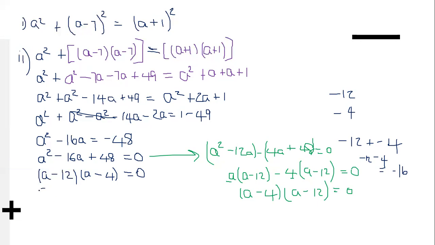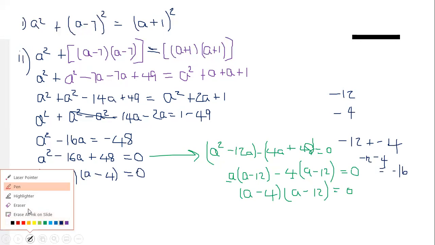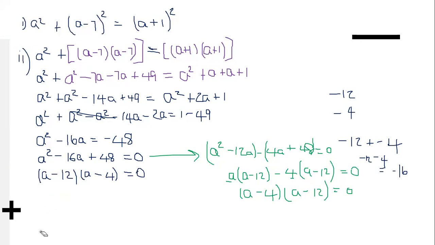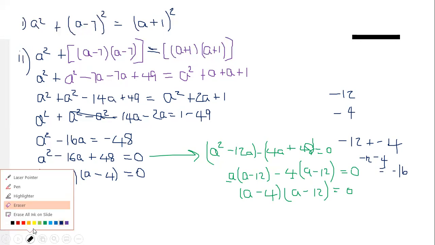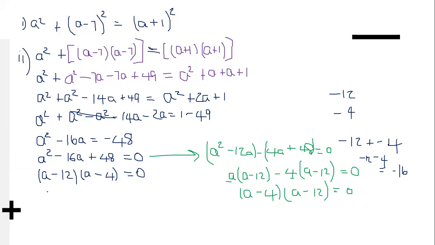So this is saying that a minus 12 is equal to 0, or a minus 4 is equal to 0. Which one will we be using though? When we reach part 3, I'm going to highlight that for you. a minus 12 is equal to 0.